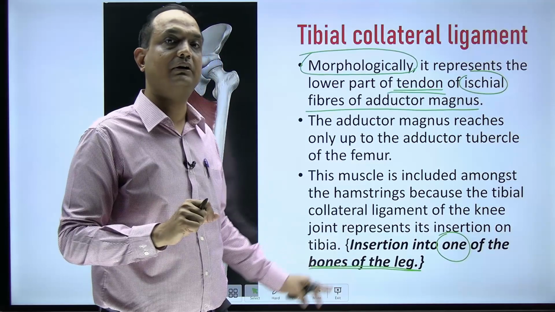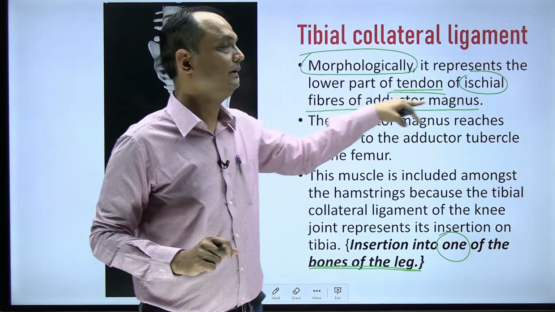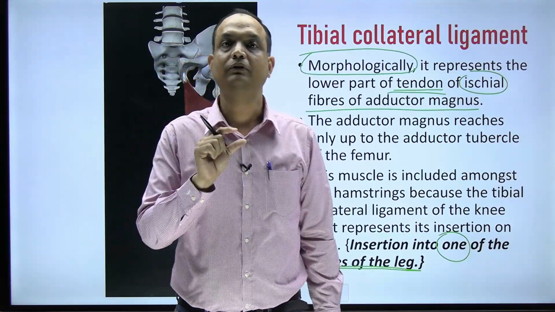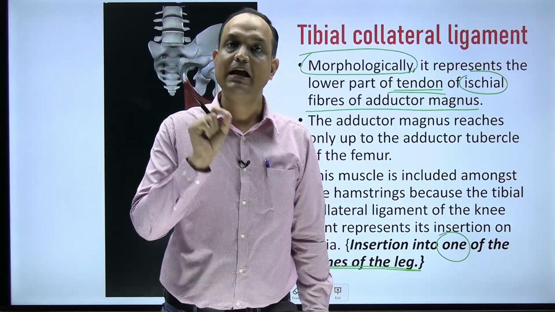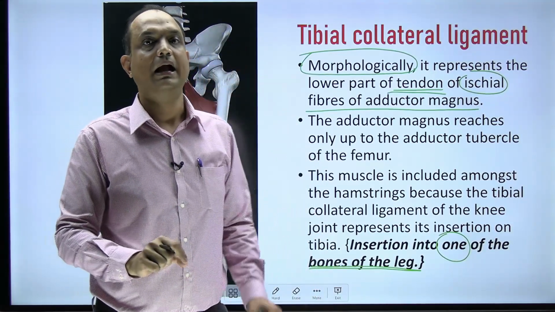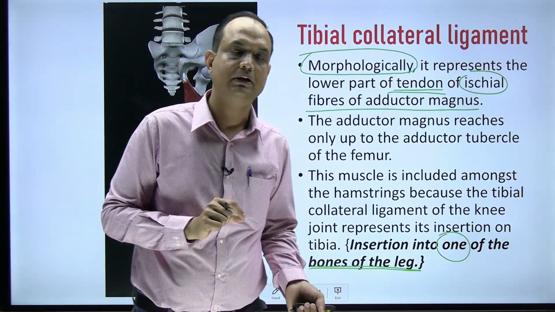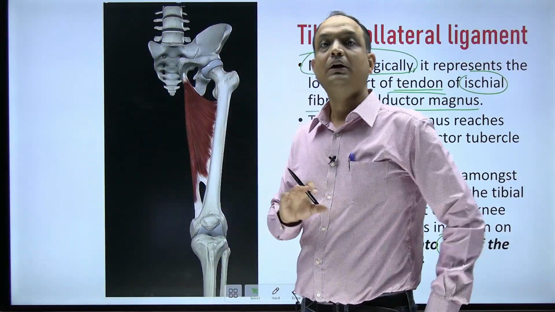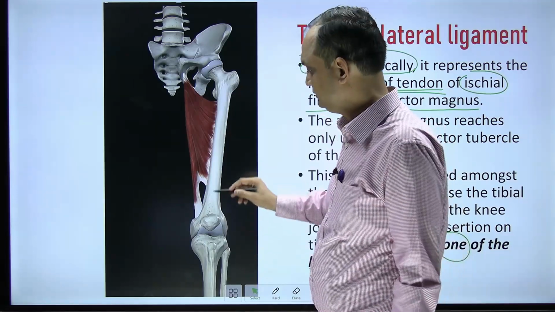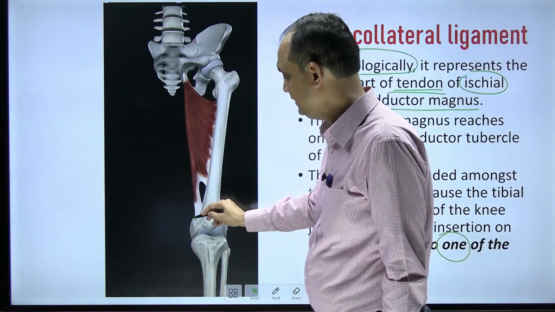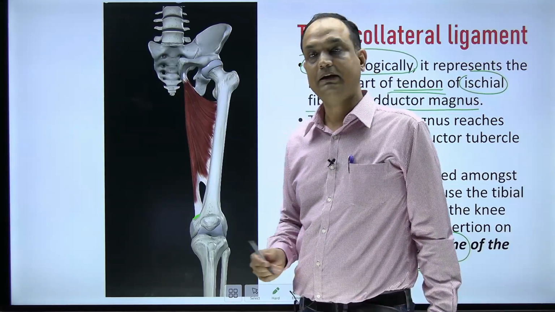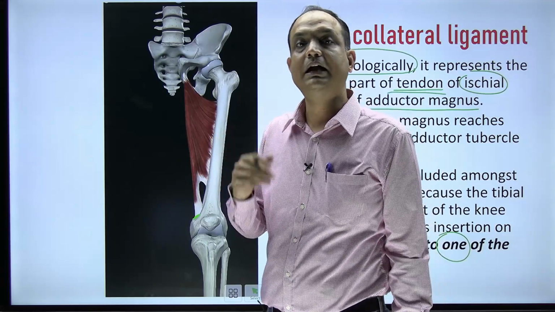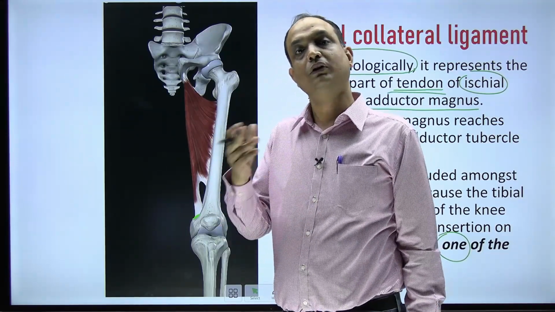So here you have to understand that the ischial fibers of adductor magnus, also known as the hamstring part, are part of the hamstring muscles. So they have to enter into the leg and should insert on the tibia or fibula. But we know that the actual insertion of adductor magnus, the lowermost attachment of its fibers, is on the adductor tubercle. Then how is it completing the criteria of inserting on one of the leg bones?